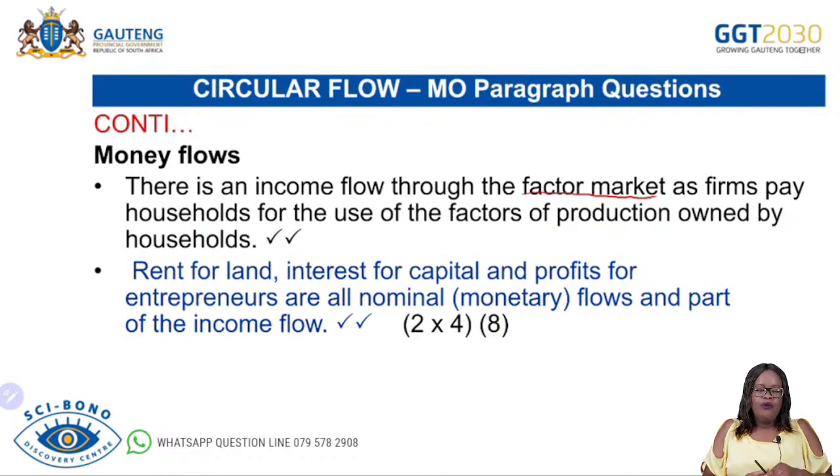Now, you can also go as far as mentioning the remunerations for your particular factors of production: rent for land, interest for capital, and profits for what? For entrepreneurship. And these are all your monetary flows, and therefore they also form part of what? Of the income flow. Now, having said that, you would have gotten your full 8 marks. And remember, full sentences.